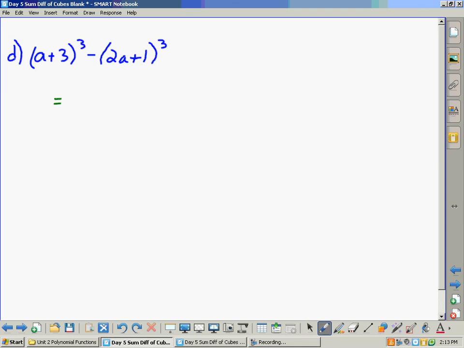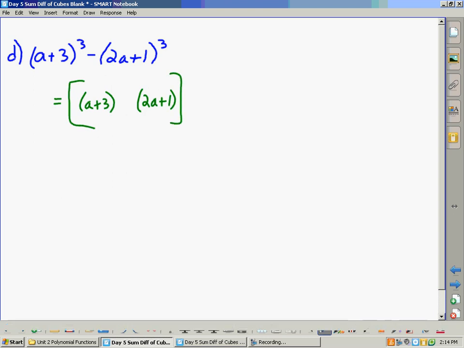I'm going to need some space. So, process still the same. Cube root of the first, cube root of the second. So it's something being cubed, so of course the cube root of it must be that something, a plus 3. Same with the other thing: the cube root of something being cubed is just 2a plus 1. Keep the sign.